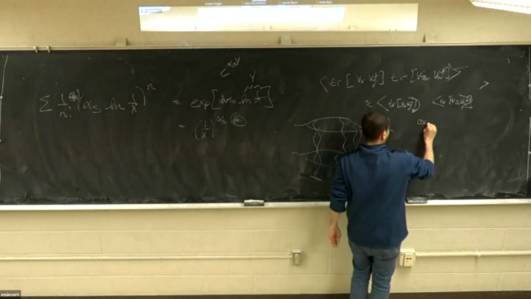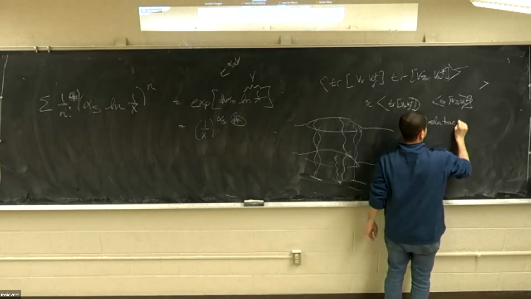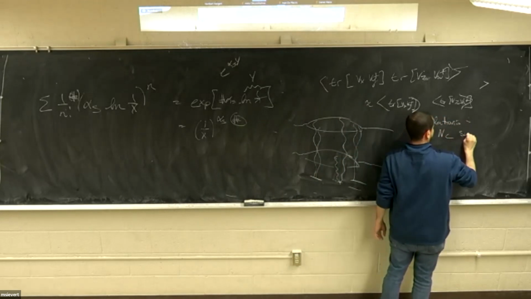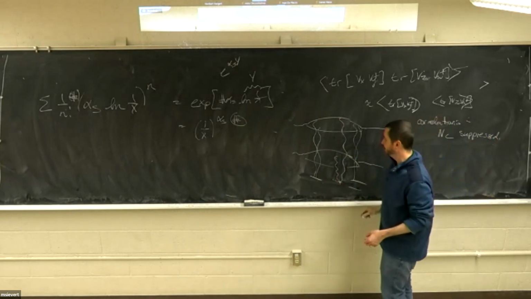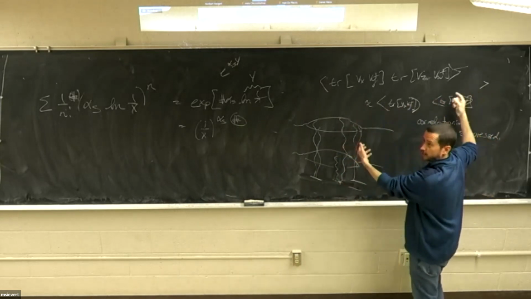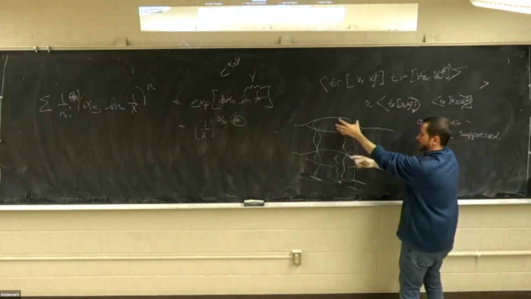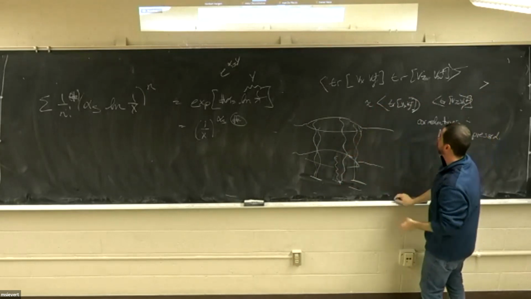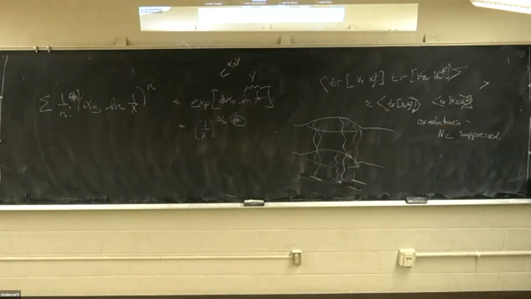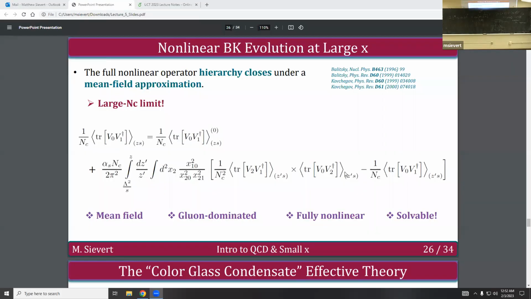So those correlations are NC suppressed. And so in a large NC limit, my dipoles factorize from each other. They do not communicate to each other through their scattering in the medium. They mostly just scatter on independent gluon fields. And that reduces the full nonlinear equation down to something that you can actually solve. It's nonlinear, but it's all in terms of the dipoles. And this one you can solve.